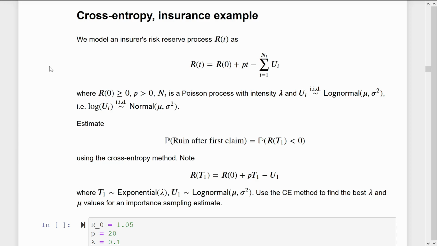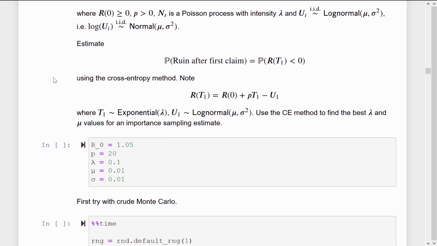The CE method will allow us to find a good proposal distribution when we consider importance sampling estimators that modify the arrival rate lambda and the claim size parameter mu. We code in the constants for the problem we're solving.